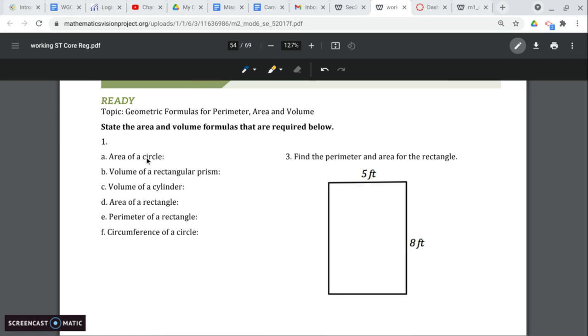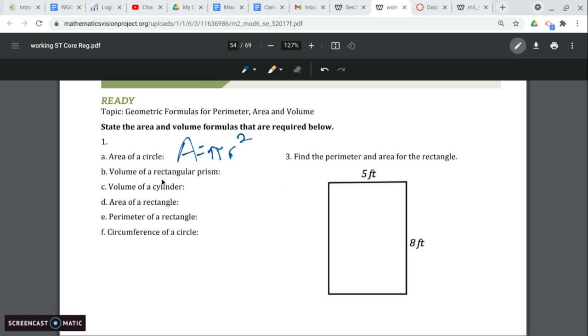Area of a circle equals pi r squared, where r is the radius. So if you're given the radius, you just plug that in. If you're given the diameter, make sure you cut it in half and then plug it in for the radius.